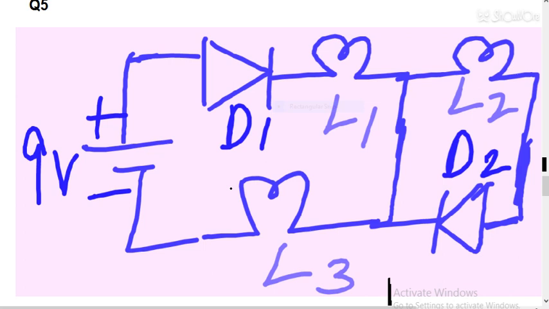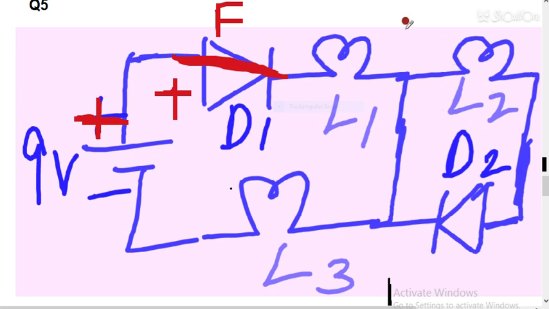2 diodes are there and 3 lights are there. Now I am going to solve it. You must pause the video. This is the positive terminal of the battery, so some positive voltage will go here. That means this diode will be forward biased, so it will act as a closed switch. During forward biasing, the diode will act as a closed switch.